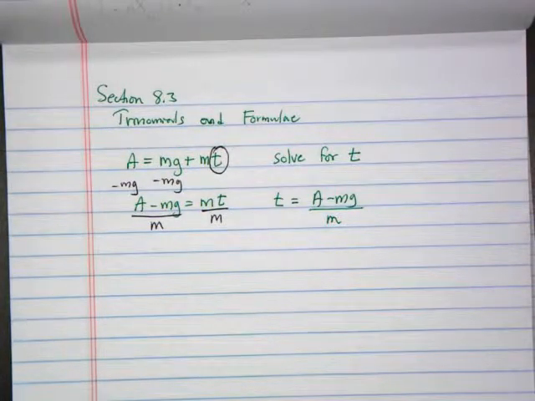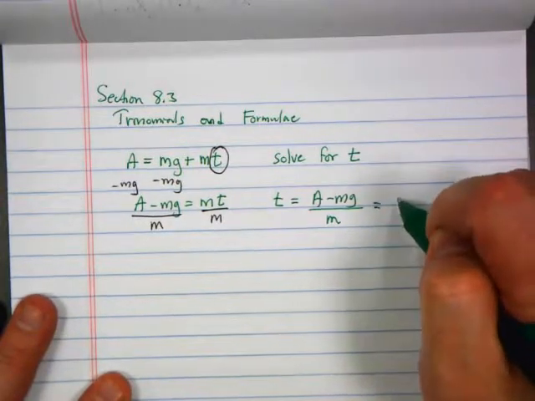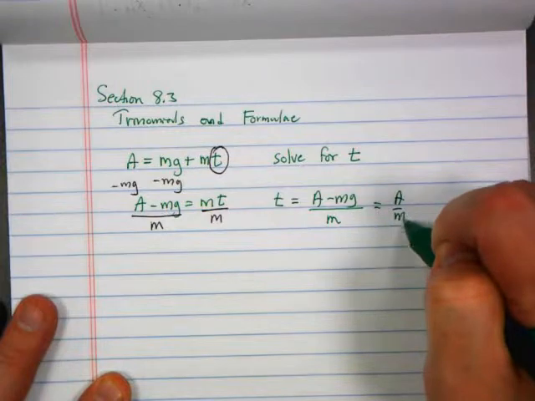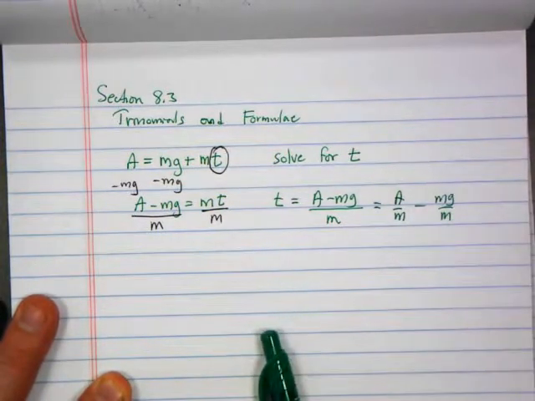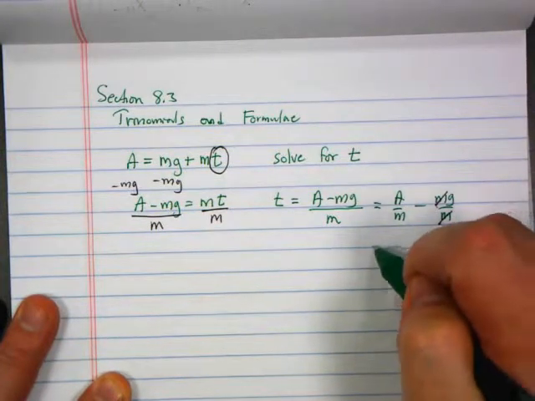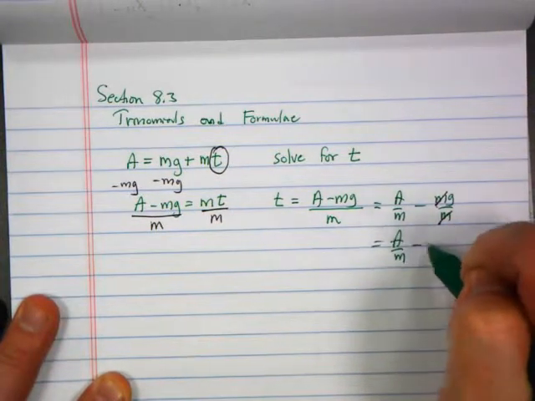Questions on that one? And it would still be okay to cancel out the m's if you want to write it that way? If you want to cancel out the m's, you'd have to write a over m minus mg over m, and you could cancel out the m here. So another correct answer would be a over m minus g.